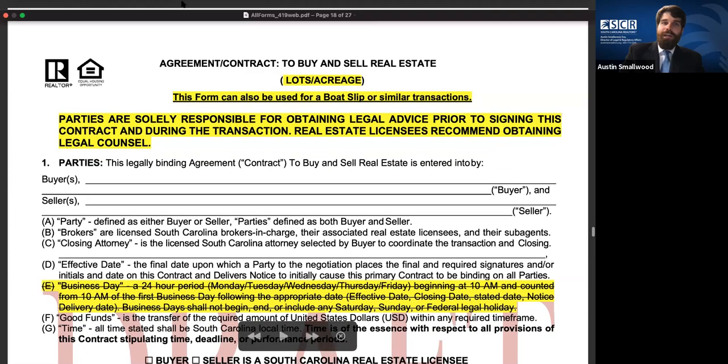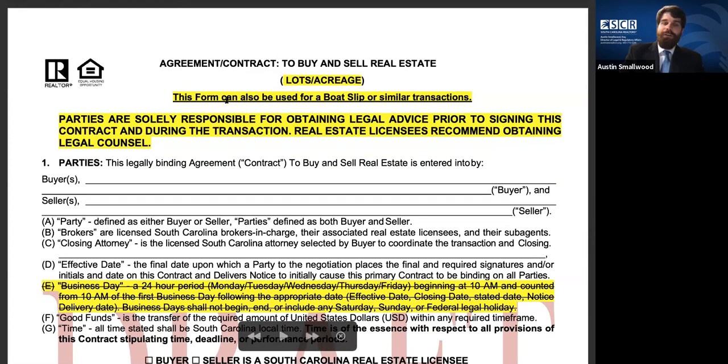And then lastly, we have the changes to SCR Form 330. This is our general lots and acreage form, but this form can also be used for a boat slip or a similar transaction. The goal behind this change was to make this match up as closely as possible to the changes that we made to SCR Forms 300 and 310, the residential sales contracts in 2020.